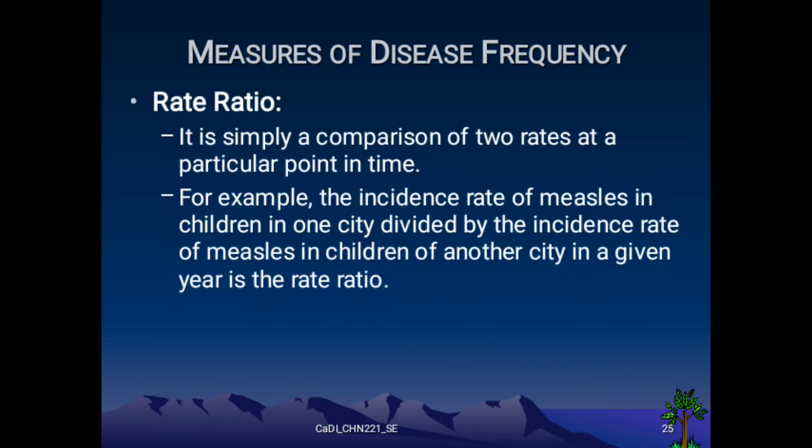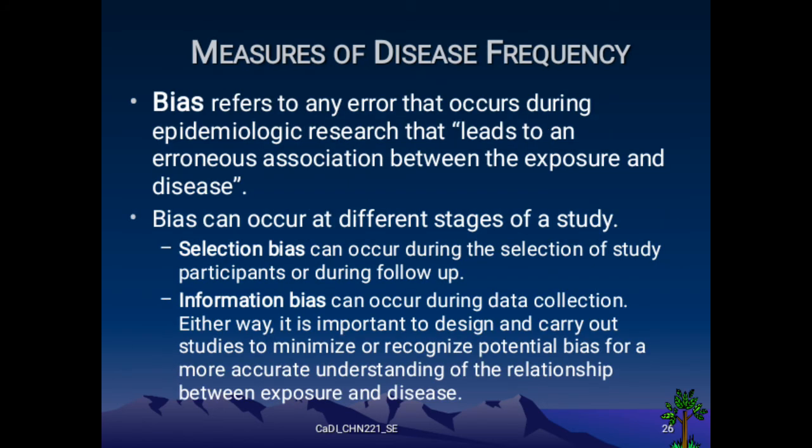Rate ratio. It is simply a comparison of two rates at a particular point in time. For instance, the incidence rate of measles in children in one city divided by the incidence rate of measles in children of another city in a given year is the rate ratio.